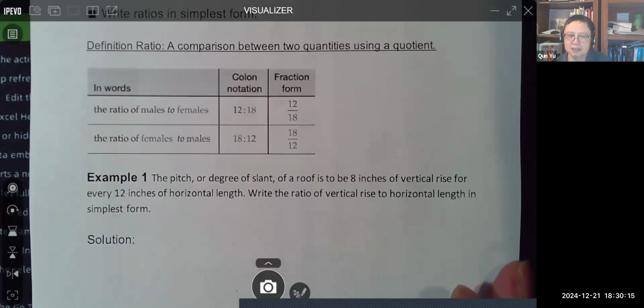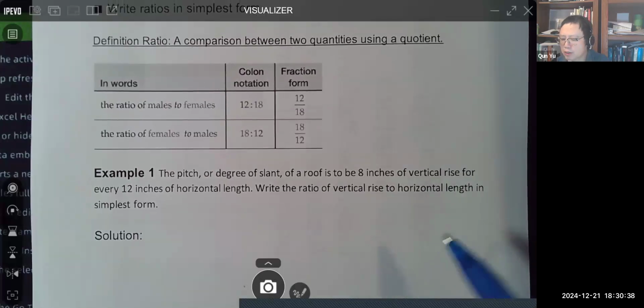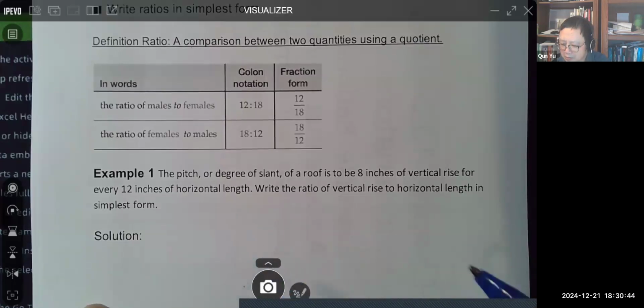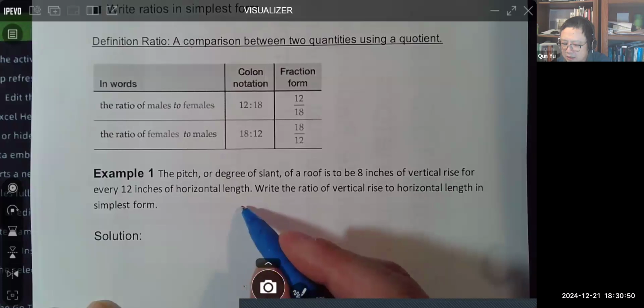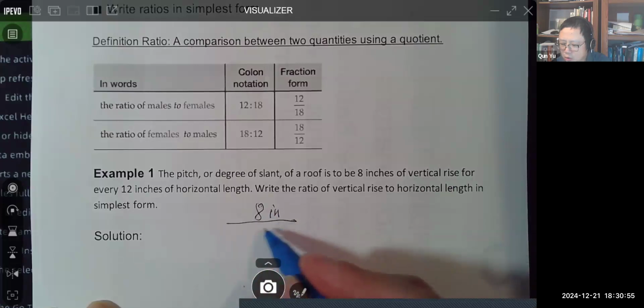Now let's look at our first example. The pitch, which is also called the degree of slant of a roof, is to be 8 inches of vertical rise for every 12 inches of horizontal length. Write the ratio of vertical rise to horizontal length in simplest form. When we write a ratio, we always put the first number mentioned on the top, the second number on the bottom. So the rise is 8 inches. The horizontal length is 12 inches.